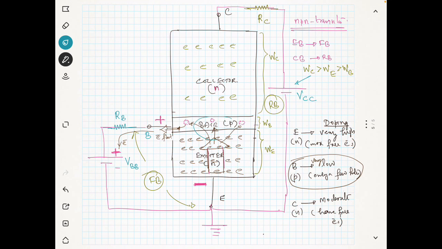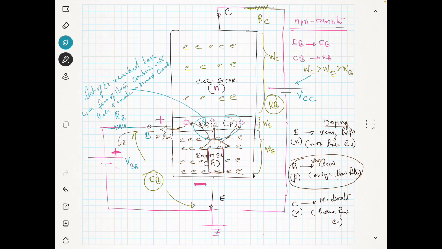So electrons are now accumulated at the base. You can see here a lot of electrons reached the base, and a few of them combine with holes and make a small current. Okay, that means the base current is very small.